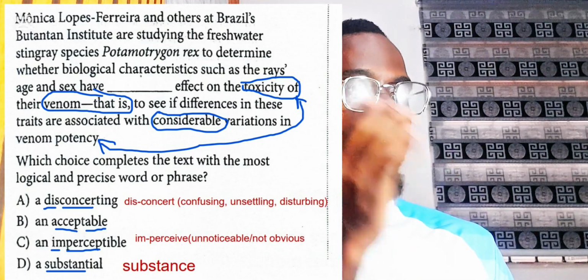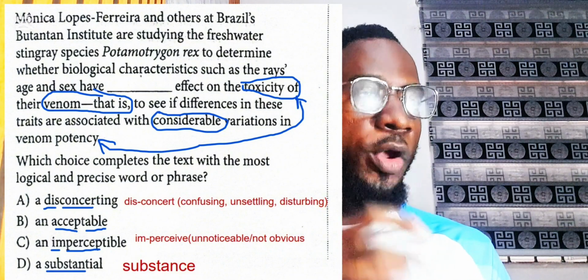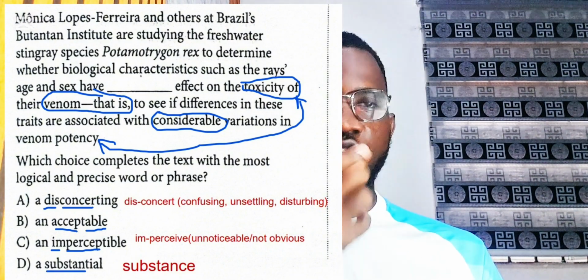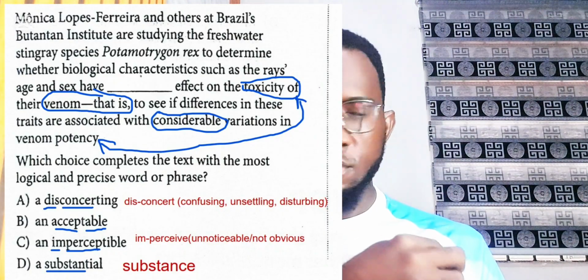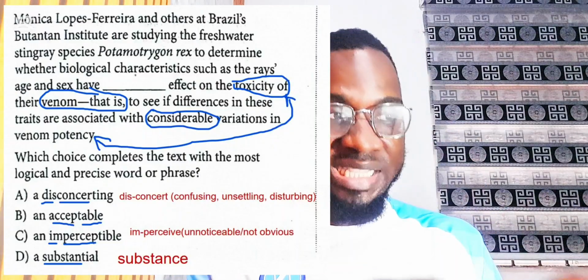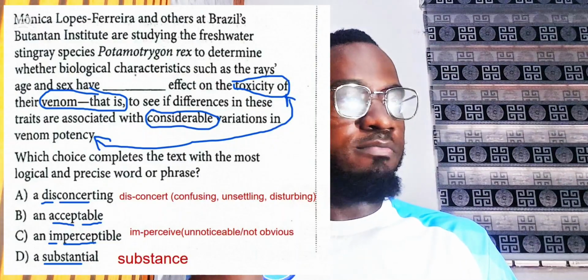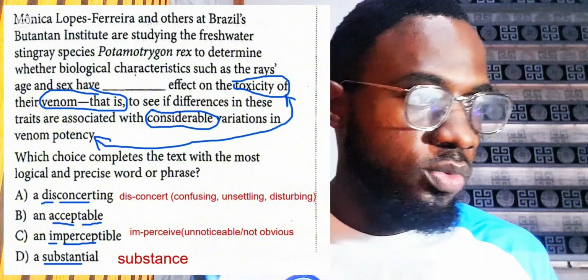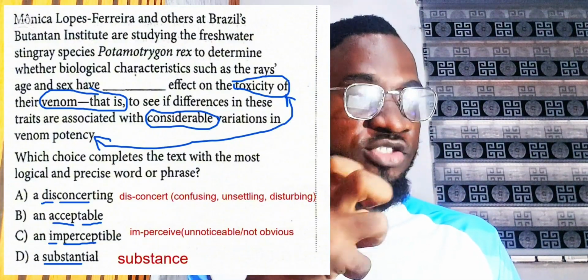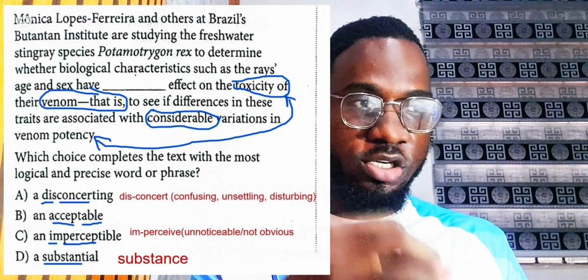And a lot of times, when you're trying to define a concept, you would often find that concept is mentioned somewhere and given a certain definition. So you just have to find out whether that concept was mentioned again and find out how that word was described. Very often, the description used for that word in the other part of the text is the synonym of the word you're looking for. So, considerable variations in venom potency, that's the qualifier we have. Considerable, in other words, substantial enough variation, right?